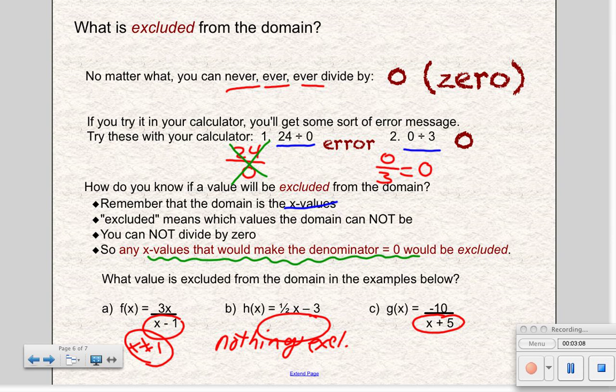So if I look at this one, something plus 5 equals 0, that something is going to have to be negative 5. So that means x cannot equal negative 5. That is what is excluded from the domain. And that is actually all that I have.